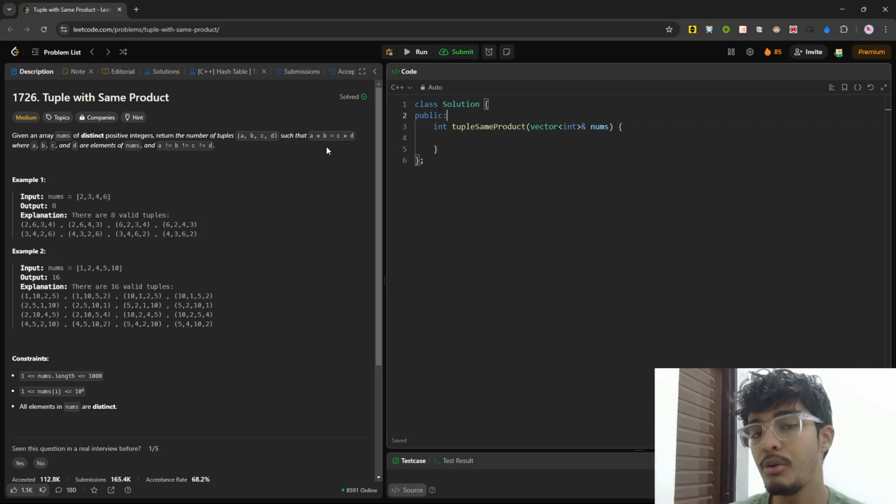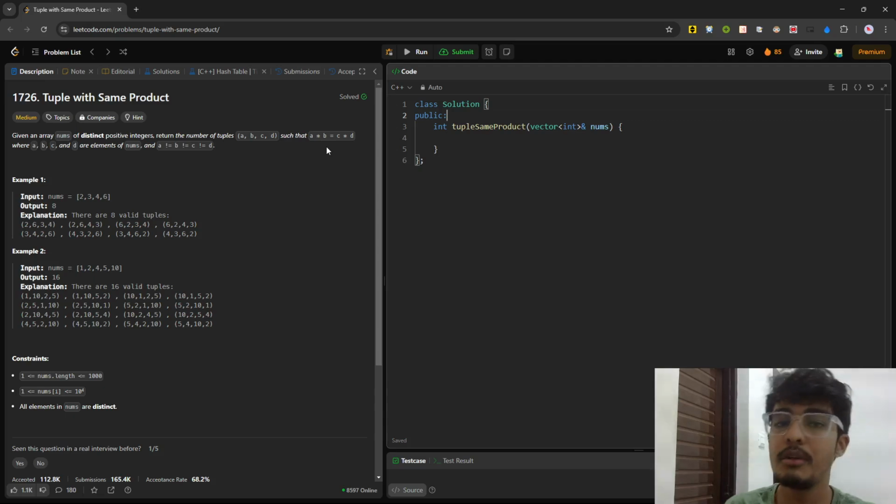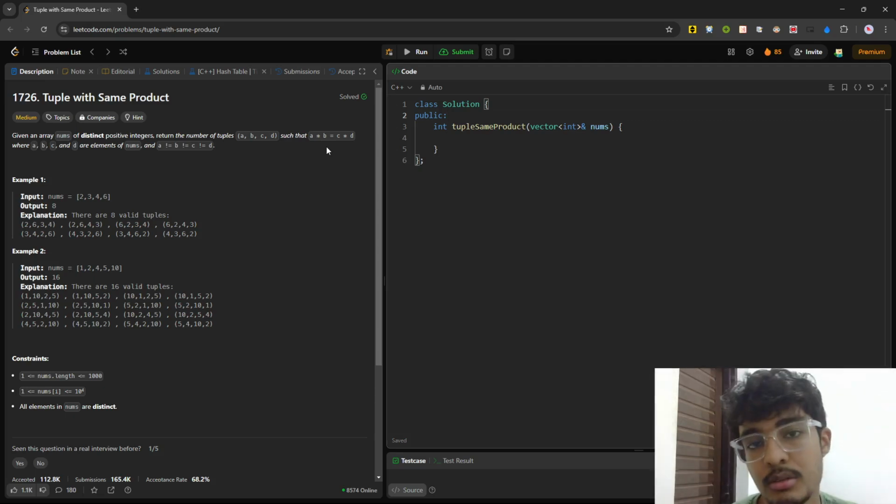because for each such combination we can make 8 permutations. Why? Because the first two elements can be swapped, the last two elements can also be swapped, and the first two elements can be swapped with the last two elements. So that gives us 2 into 2 into 2 equal to 8. So for any product p, if there are k such pairs which have product p, the answer will be kC2 multiplied by 8.